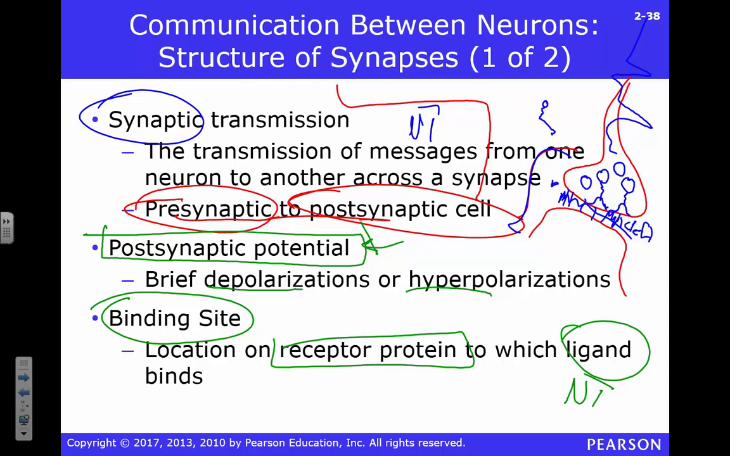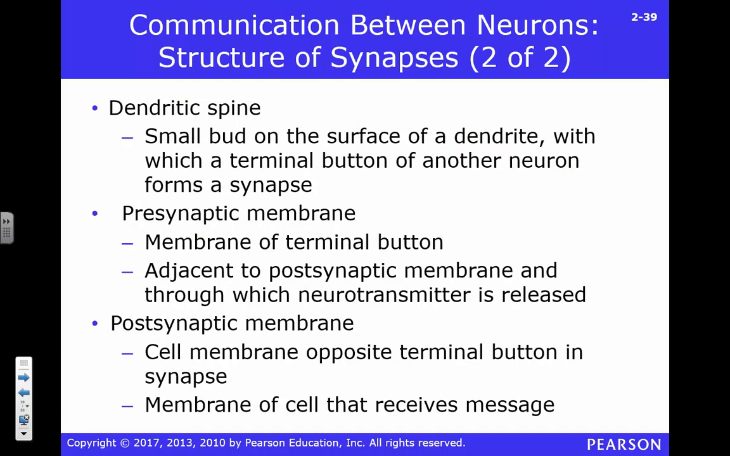We already talked about dendritic spines, presynaptic membrane. Postsynaptic membrane can be a lot of places, right? This is the guy that's going to receive the message. Could be an axon, could be a dendrite, right? Could be on the cell body. Doesn't matter.